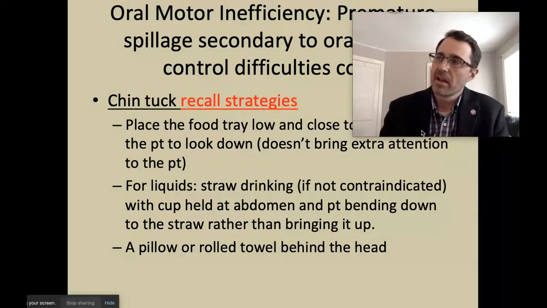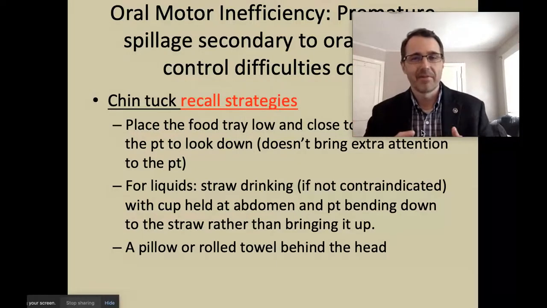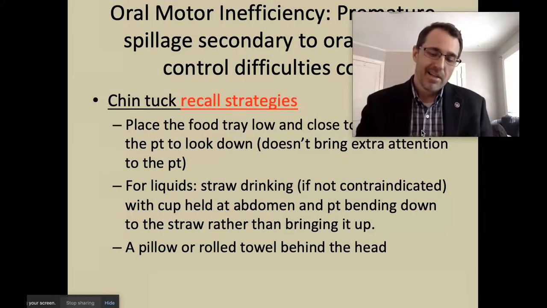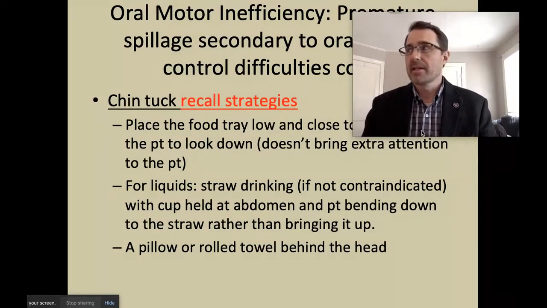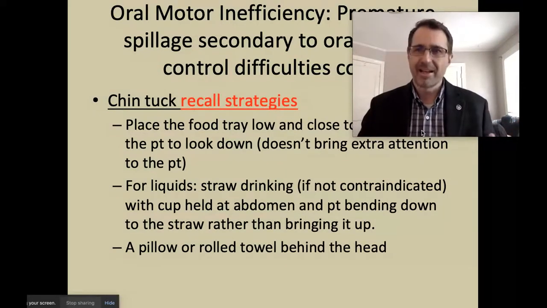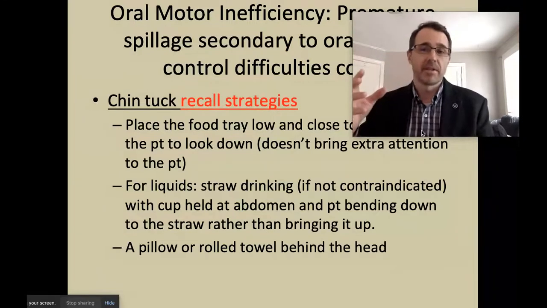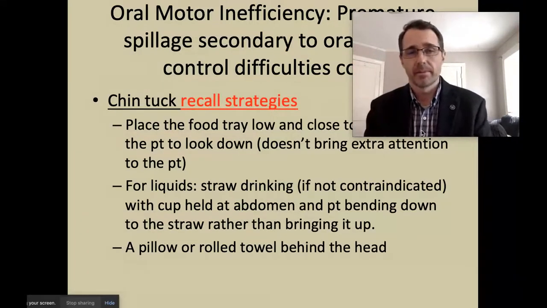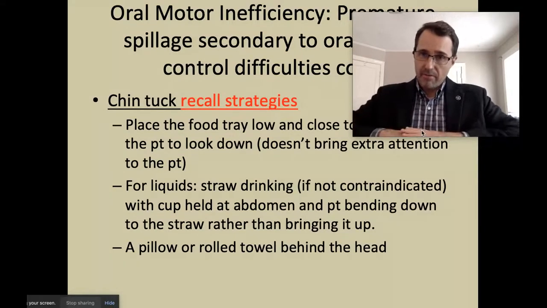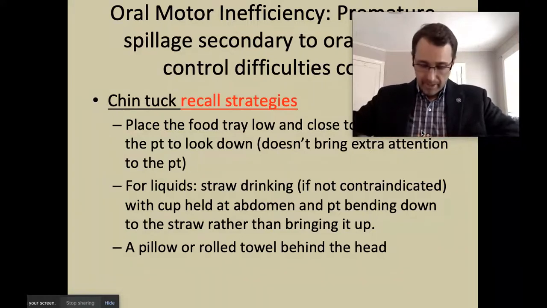So as I've already said, a lot of the patients you're going to be working with are going to have difficulty recalling what strategies they're supposed to be using. The elegant thing about the chin tuck is sometimes you can arrange the environment such that it will cause the patient to do a chin tuck even if they're not thinking about it, even if they're not capable of recalling it. One of these strategies is putting their tray very close up against them right here, so they have to look down and then feed like this.